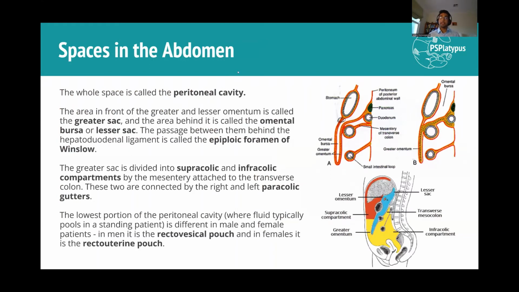So let's talk about spaces in the abdomen. So I've already talked about the whole thing, which is the peritoneal cavity, and I've also touched on the idea of the greater and lesser sac. So the greater is everything in front of the greater and lesser omentum, and all of that little bit of mesentery that connects together, which is the red and yellow bits in the diagram below. That's all greater sac. The blue is the lesser sac, also known as the omental bursa.